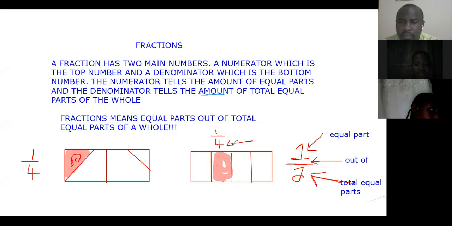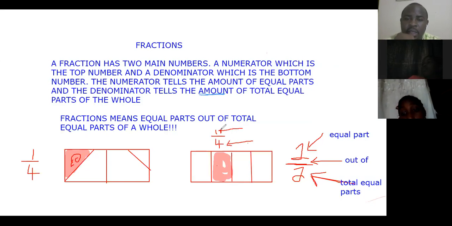All right? Okay? So this was a whole, and I have divided my whole into 4 equal parts, total equal parts. That's what the denominator tells us. All right? The numerator tells us how many of my total equal parts are actually under consideration. Am I clear? Yes, sir. So this says 1 equal part out of 4 total equal parts.